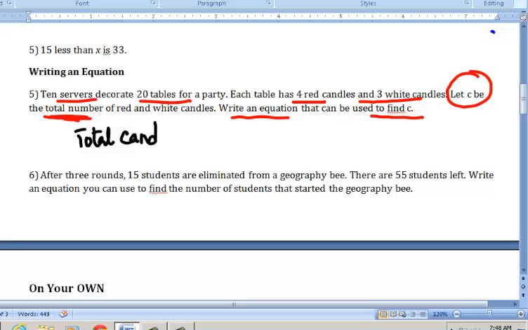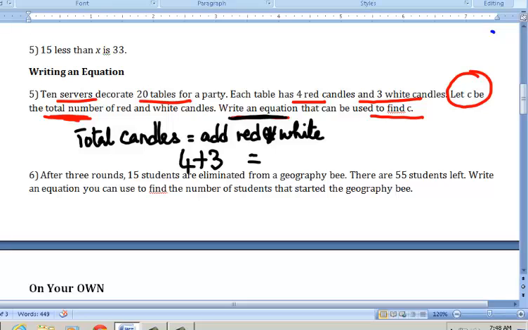How do I get the total candles? I have to add the red and white candles. Now, how do I put it in an equation? First of all, remember, they are asking us to write an equation, not solve it. So I'm supposed to add 4 plus 3, that gives me the total candles, which is equal to C. But this is for only one table. I have 20 tables going in there, so I'm going to multiply this with 20. Do I have anything to do with the 10 servers? Really not. There isn't anything to do with the 10 servers because I just need the candles.